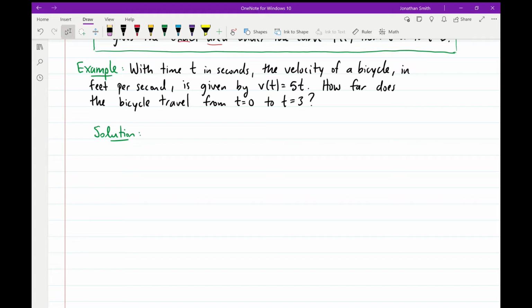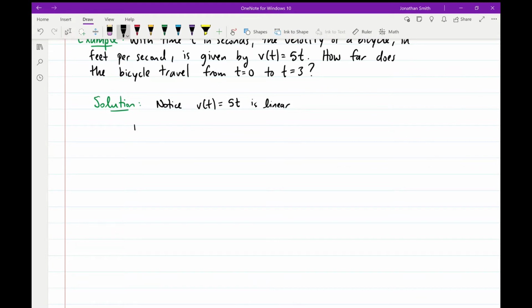Okay, so to figure this out, we are going to draw the function first. So first off, notice that the velocity function, 5t, is linear, and more than just that, it passes through the origin. So if I graph it, I will get a graph that looks something like this. So we have a line. We'll say this is time equals 3, and up here, this is going to be velocity 15 feet per second. So this is just a good enough sketch for us to do the problem.